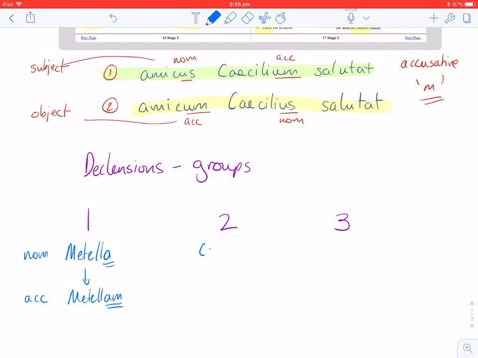What about words like Caecilius or quintus or servus? Notice that we have the ending US, and in the accusative case that becomes Caecilium or servum, or quintum. So the US becomes UM. Let's then look at canis. Now, canis is a bit special. It has a strange ending IS, and in fact, nouns in the third declension can have many different endings.